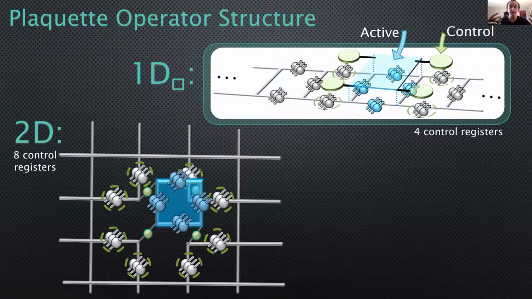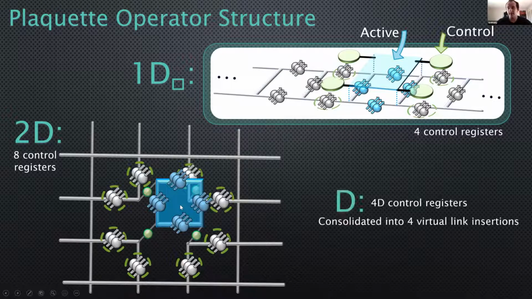And you can see what happens in SU2 as well, where in each of these vertices, there's now 2 links connected outside of the plaquette. And we can view those as being combined into a sort of virtual link that acts as a control on the plaquette qubits. And that generalizes to D dimensions, where in general we'll have 4D control registers that we can always compile down into 4 virtual links.